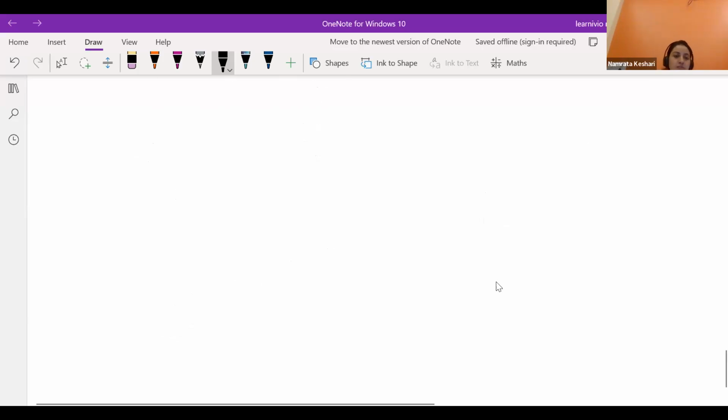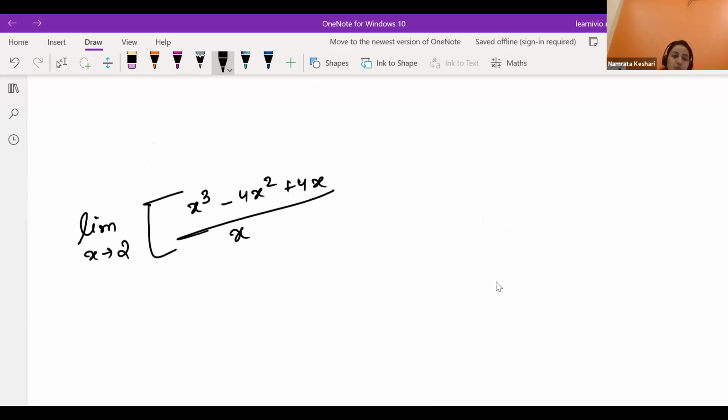When x is approaching 2, the function that is x cubed minus 4x square plus 4x by x square minus 2, this function will approach which number, which value?